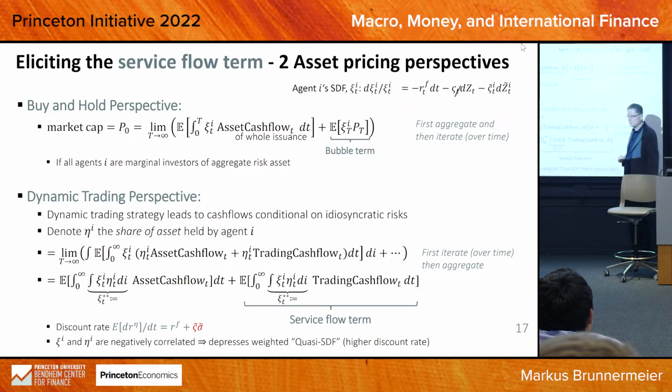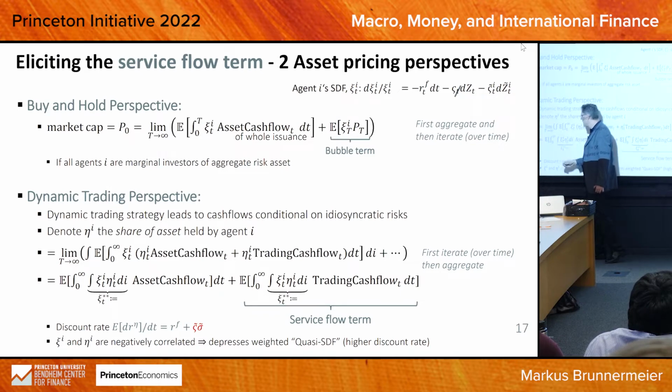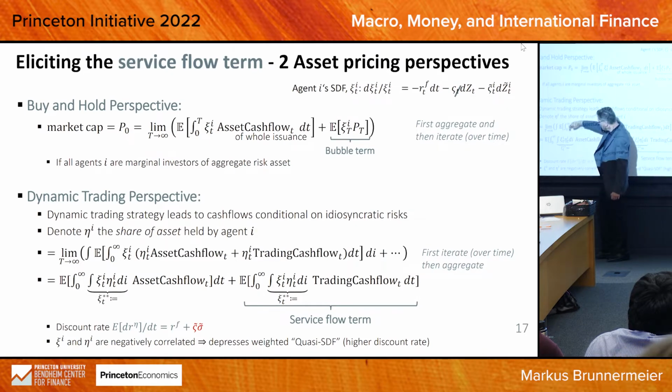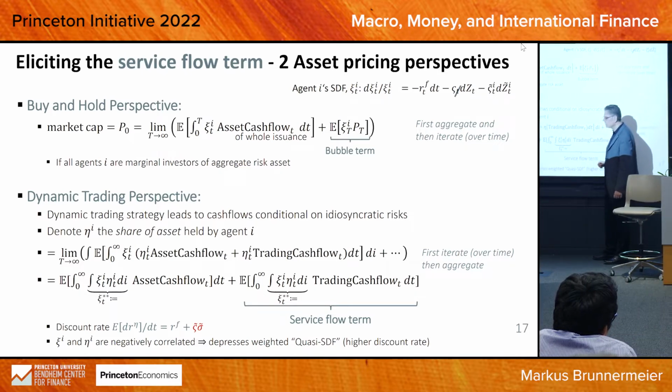Now I do a trick. I change the integrals. I just flip the two integrals. I should have written this limit again, so the limit should still be there. And you can see I have an integral over the asset cash flow, and then I have the trading cash flow here. But all I did is change the integrals. Does it add up to the same thing?